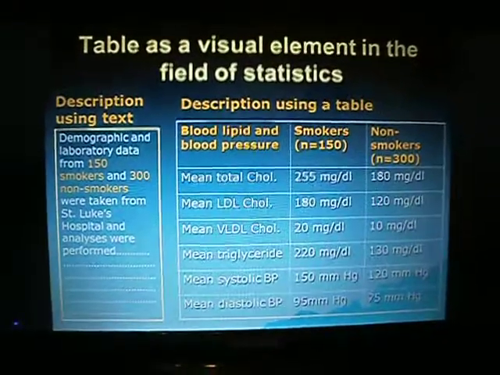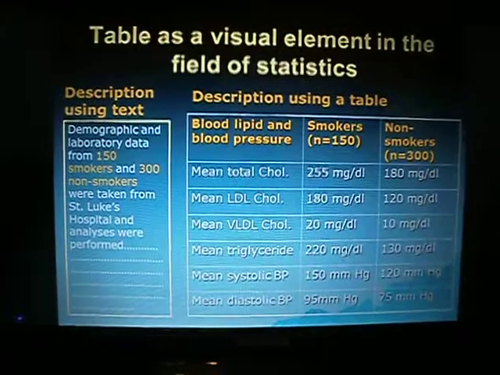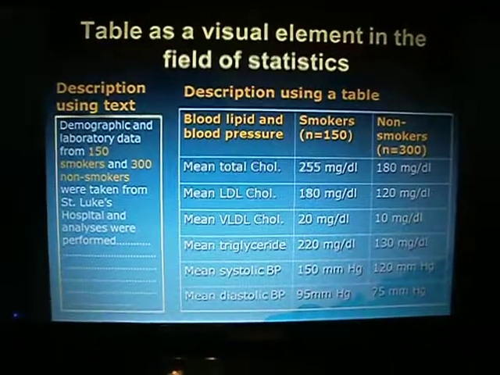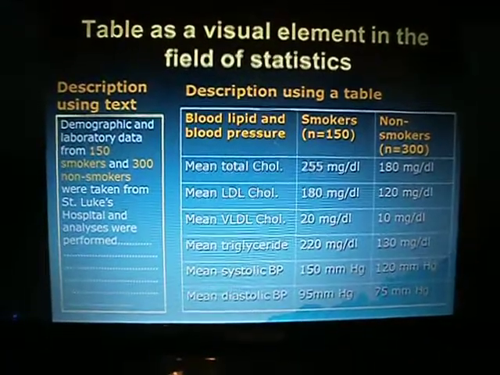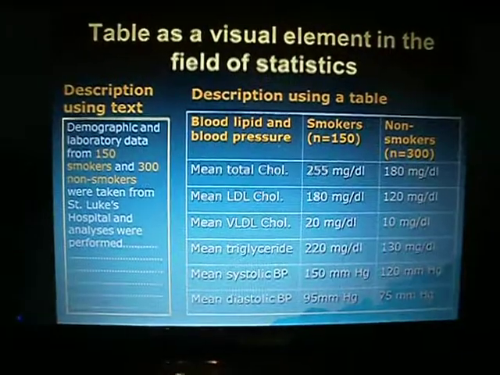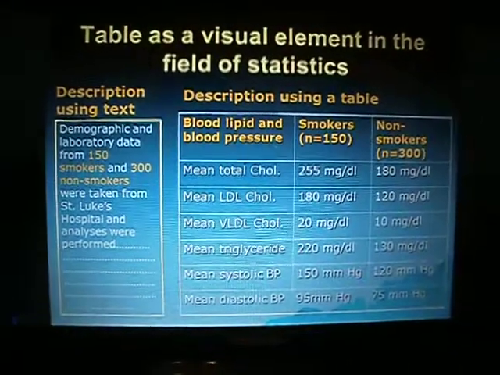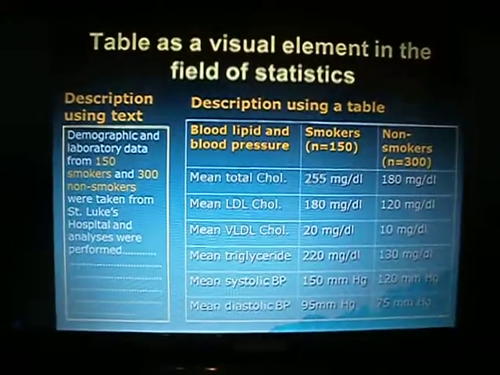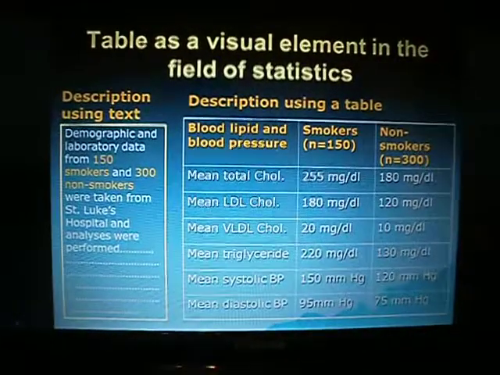Now I'm going to talk about tables as a visual element. Look at the table. It compares blood lipid levels and blood pressure of smokers and non-smokers. It says that all blood lipids, such as cholesterol and triglycerides levels, are higher among smokers than non-smokers. But if you want to describe this situation in text, it will take a couple of pages and it would be uninteresting.